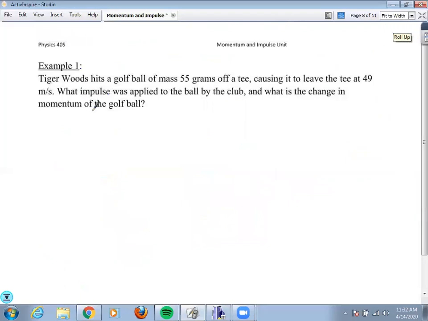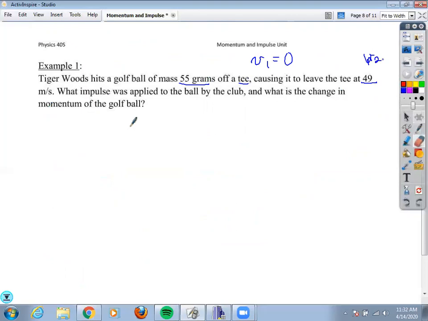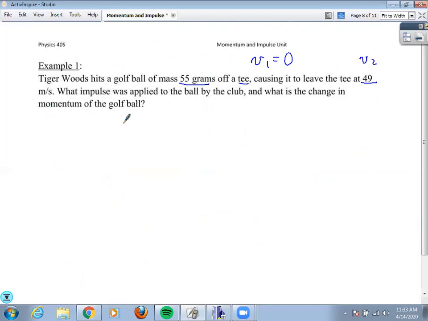So Tiger Woods, the golfer, hits a golf ball of mass 55 grams off a tee. We're going to assume the golf ball is at rest, so V1 is 0. It leaves the tee at 49 meters per second, so that would be V2. What impulse was applied to the ball by the club, and what is the change in momentum of the ball?